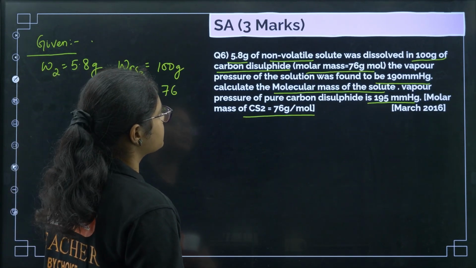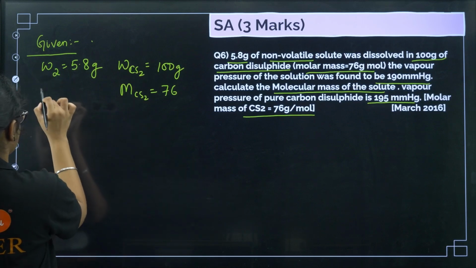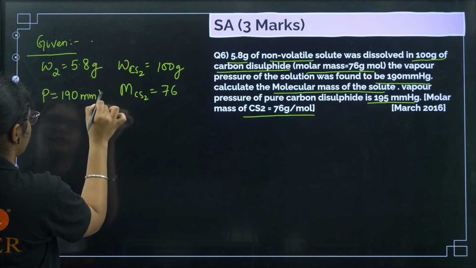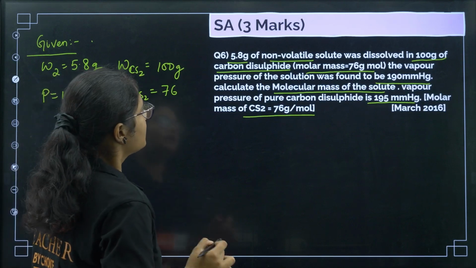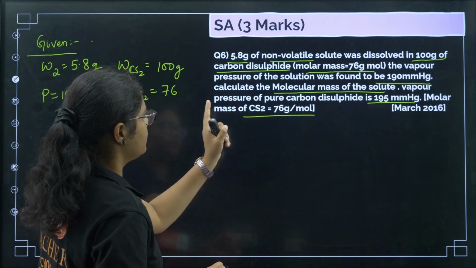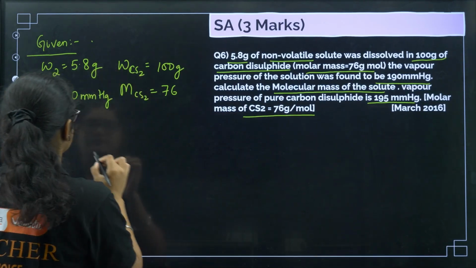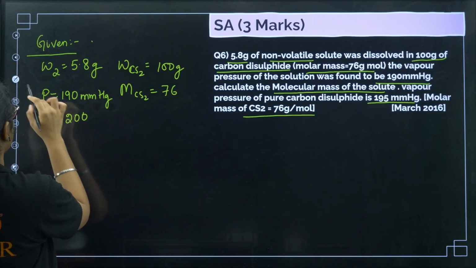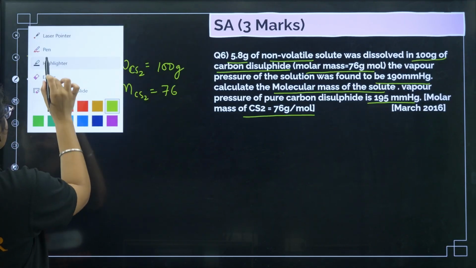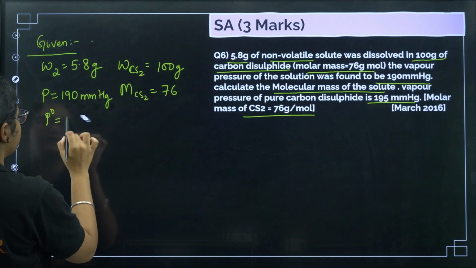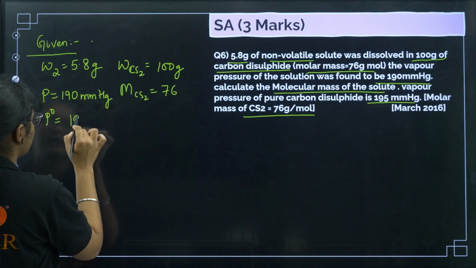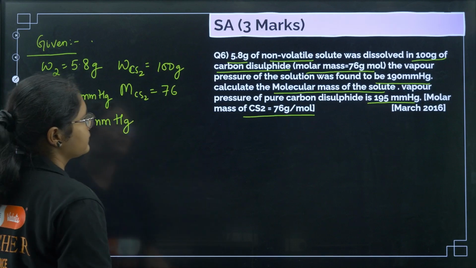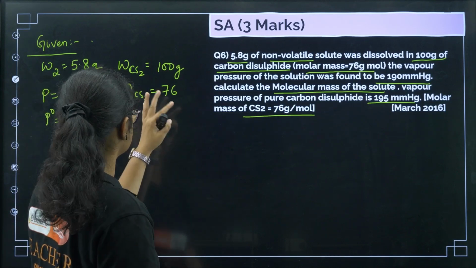Next, the vapor pressure of the solution was found to be 190, so P is equal to 190 mm Hg. Calculate the molecular mass of the solute. Vapor pressure of the pure carbon disulfide, that is P naught value, is 195 mm Hg. Molar mass of CS2 is done.